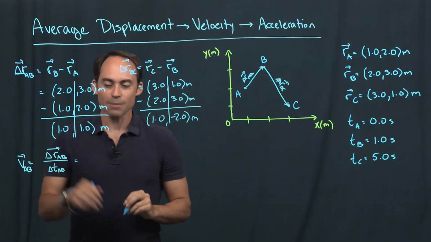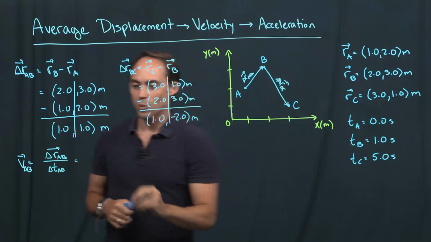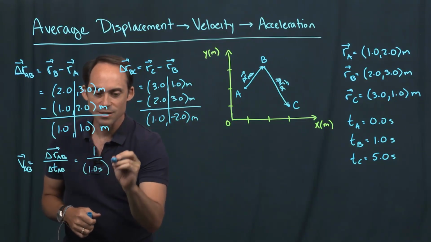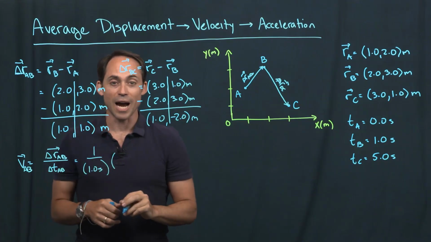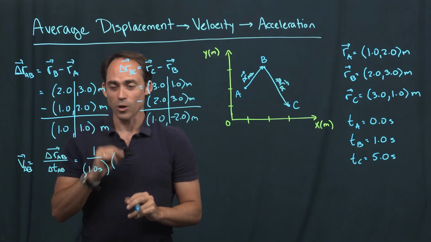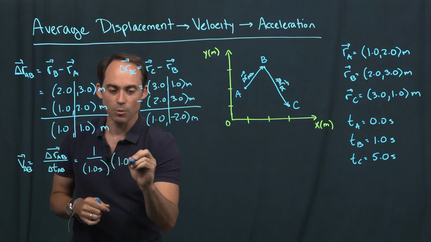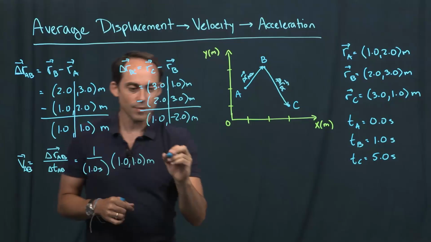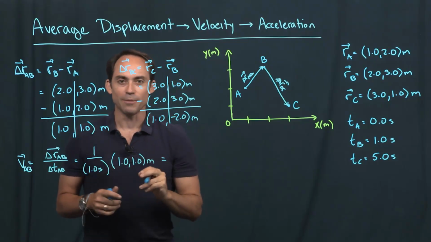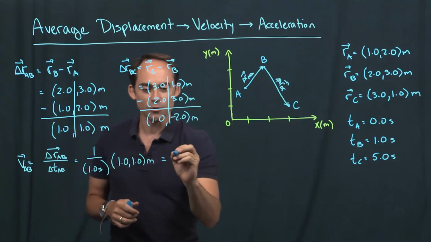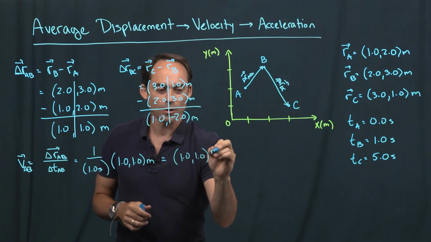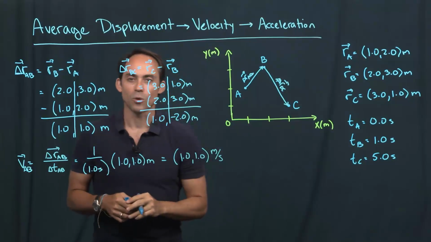The time step is just the time between A and B, which is 1 second, so I can divide by 1.0 seconds, and then multiply this by the vector coordinates that I've already solved, which is 1.0 meters. And this is probably the most difficult math problem we've done so far, but this is just equal to 1.0 meters per second. Okay.